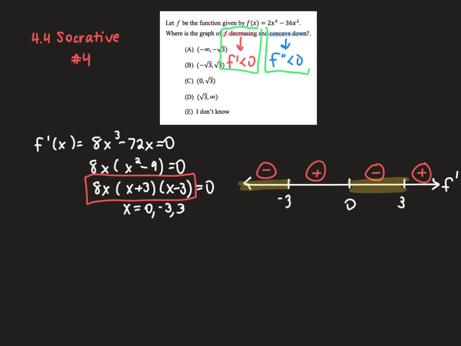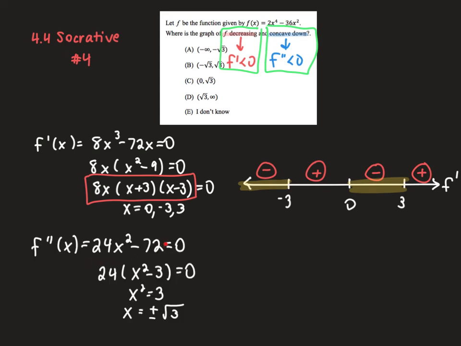So now I have to look where f is concave down, and that's going to involve the second derivative. Here is the derivative of f prime. Another power rule, 24x squared minus 72. Again, I need to set that equal to 0. I factor out a 24. I'm left with x squared minus 3. I set that factor equal to 0. I solve, and I get two values to put on my f double prime sign chart, positive square root of 3 and negative square root of 3.